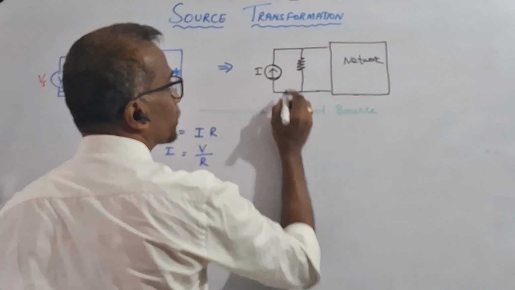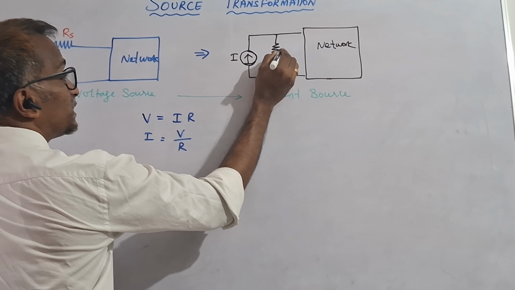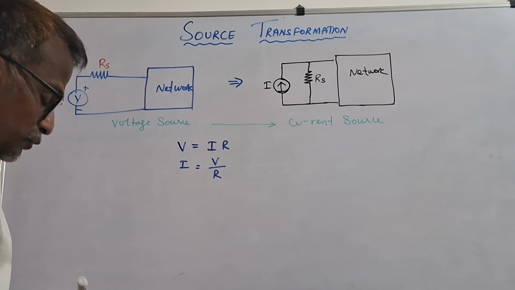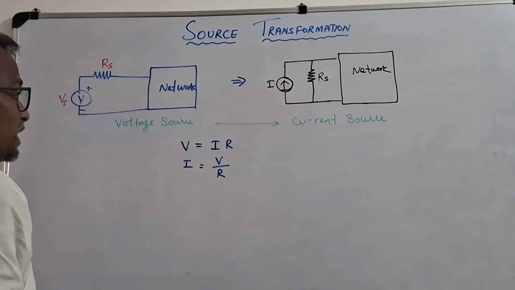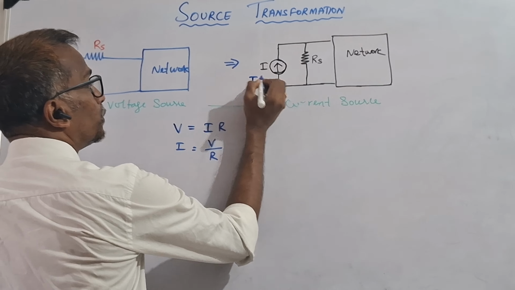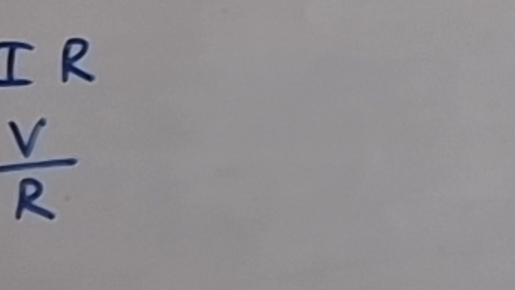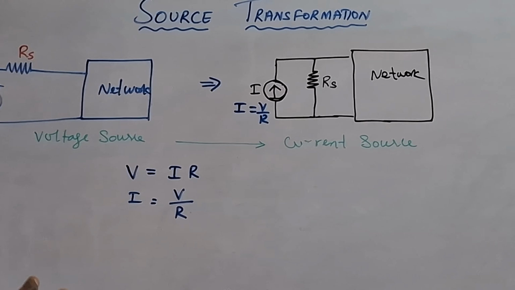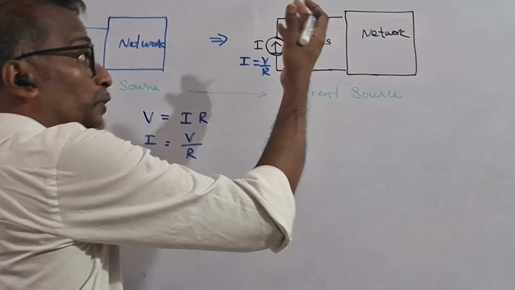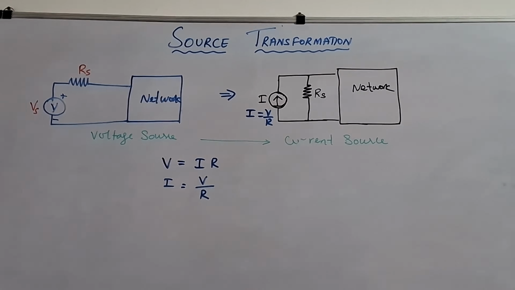So this is the network, and this is the resistance. I am writing the same resistance here, but the current value will be I equal to V by R, as per this formula. So this is called source transformation. That means the voltage source is converted into the current source.